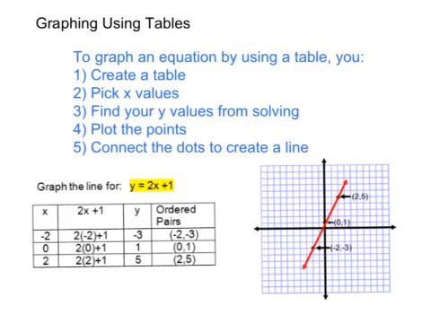Once you pick your x values, you'll plug those into your equation, solve for your y. Step 4, now you have your ordered pairs, so you'll plot those points on your graph. And number 5, those points should connect and form a line.